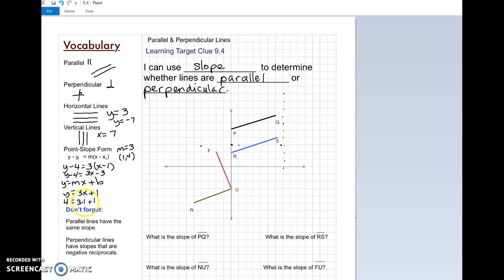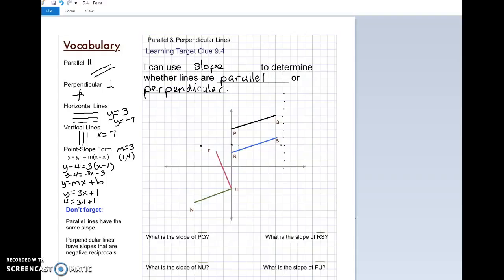3 times 1 is 3, plus 1 is 4. 4 equals 4. So there you have it. That's just a little quick thing to help you know a little bit about point slope form. We're going to use it later in this video.